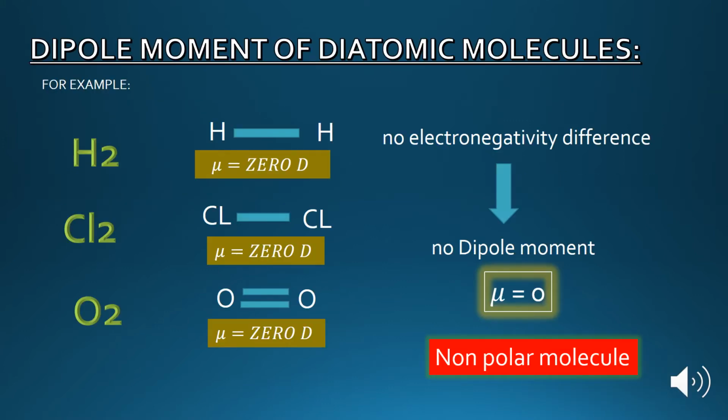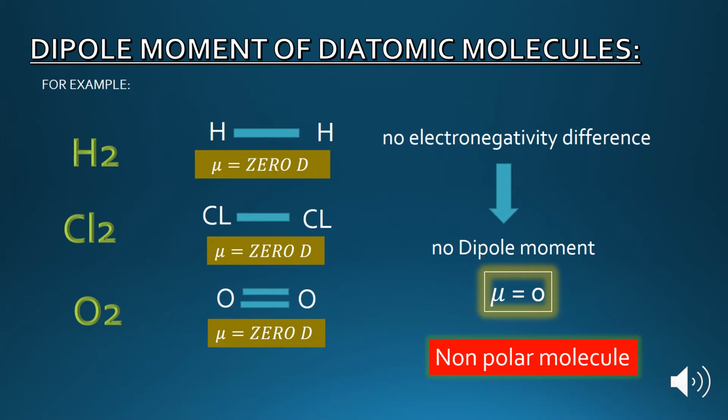Dipole moment of diatomic molecules. As a diatomic means a molecule of two atoms. So if a molecule has two similar atoms, as in the case of hydrogen, chlorine and oxygen, what will be the dipole moment?